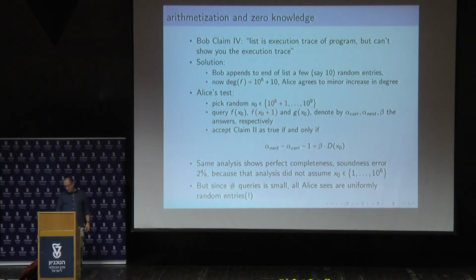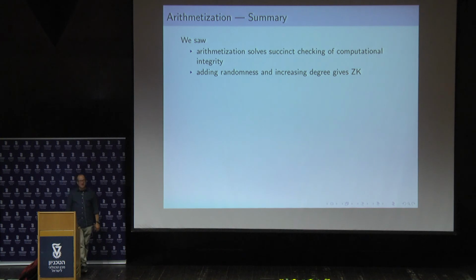Okay. So to summarize, again, arithmetization allows you succinctness, extreme succinctness, and computational integrity, and with a little bit more randomness, you also get zero knowledge and privacy, the strongest form of them.